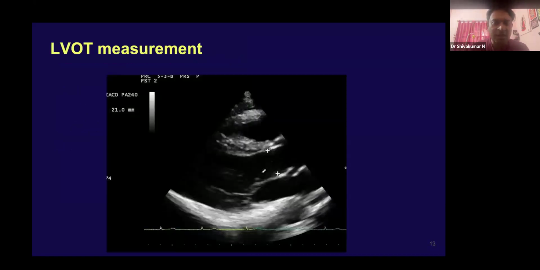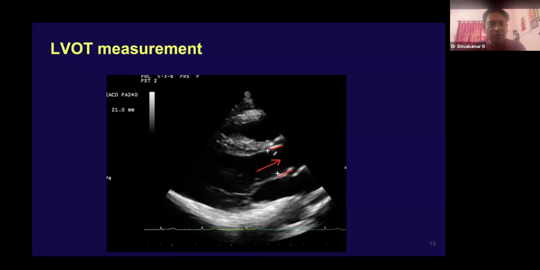The next step in assessment of cardiac output is measurement of the LVOT diameter. This is the parasternal long axis window. You have the left atrium, left ventricle, and this is the LVOT. You can see the aortic valve is fully open. In the parasternal long axis view, you get a good view of the LVOT. You freeze the image and zoom it so that you get a good view of the aortic valve.